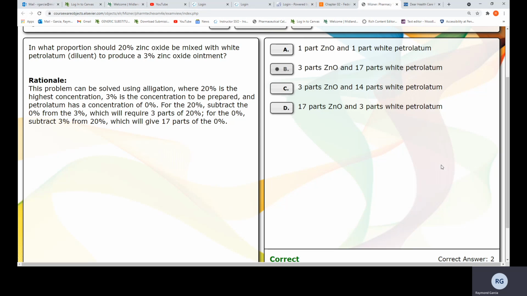This problem can be solved by using alligation where 20% is the highest concentration, 3% is the concentration to be prepared, and petrolatum has a concentration of 0. For the 20%, subtract the 0 from 3, and that's what we just did. Everybody understand?